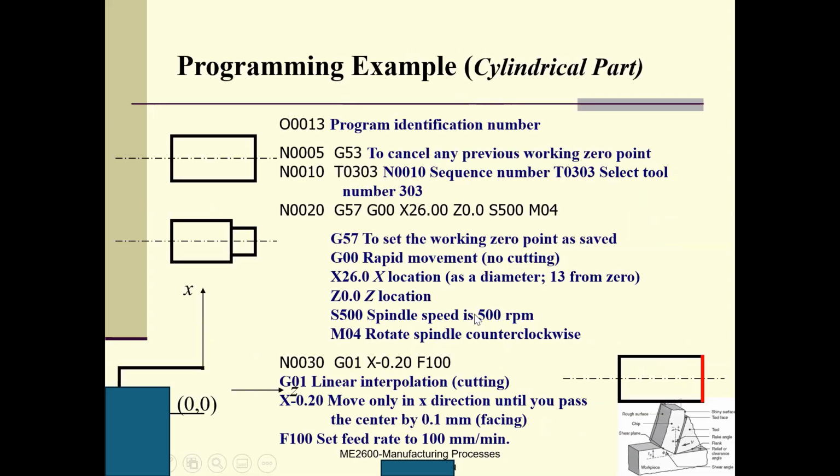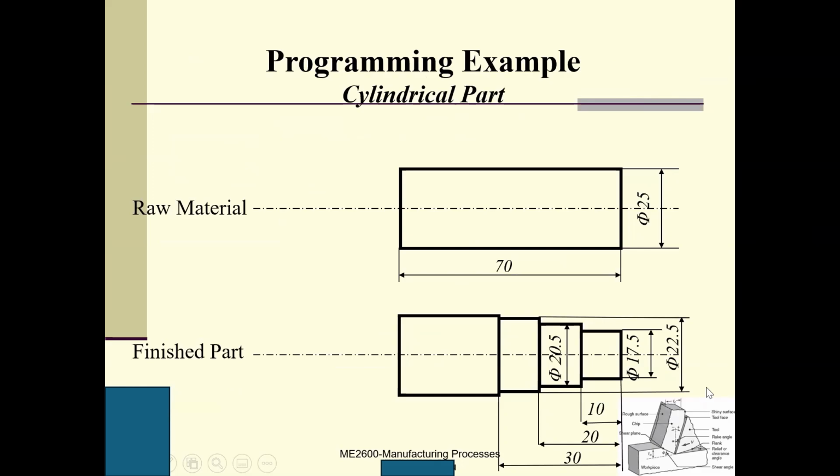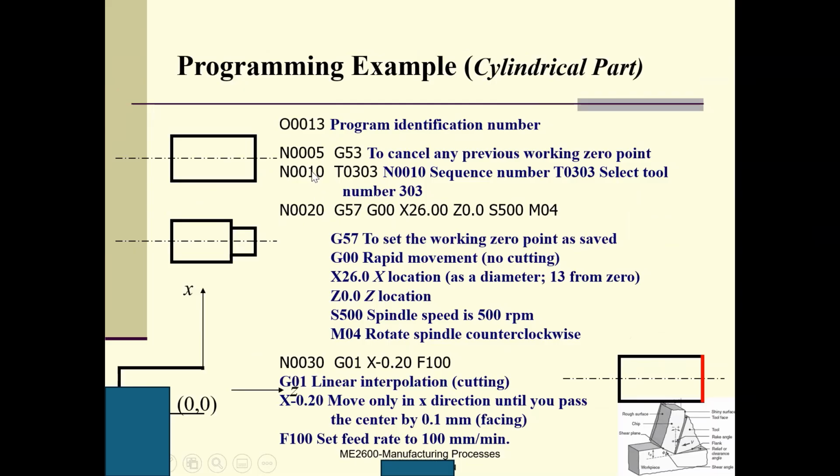I'm going to show you again here. So here is O0013. This is the program identification number, the number O. This command starts with O, and from here you can see we want to have our first step. The first step is 10 millimeter long and the diameter is 17.5. So how to do that? Here we use this command.